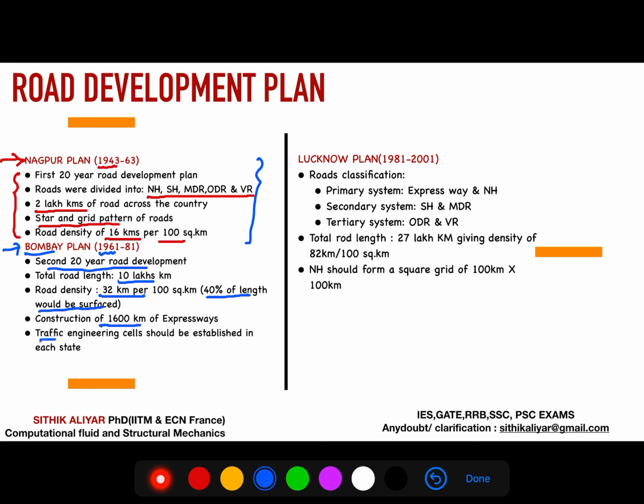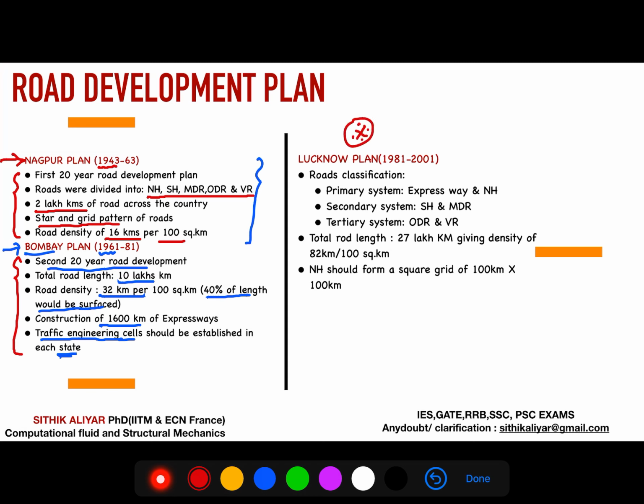They also decided there should be a separate traffic engineering cell for every state. Each state, like Kerala, Tamil Nadu, everywhere, should have a separate traffic engineering cell. So these were their targets, and almost everything was achieved. Then they met after the next 20 years in Lucknow. So this is the final one, I think.